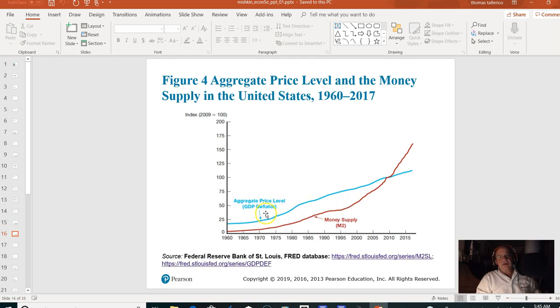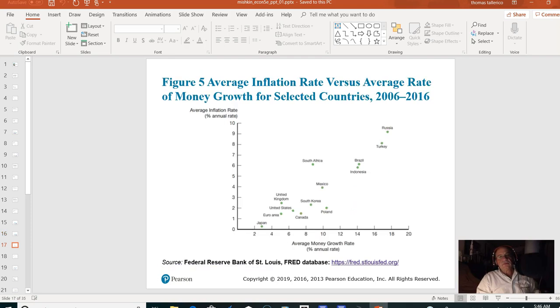So what's interesting is that as the aggregate price level goes up, it goes up with the money supply, right? As the money supply goes up, prices go up. So money growth is tied to inflation here. And I guess they're showing inflation rates around the world, I guess that's Russia, Turkey. And you can see we're pretty fortunate. Our average inflation rate has been pretty low overall. I guess this is us right here, about 2%.